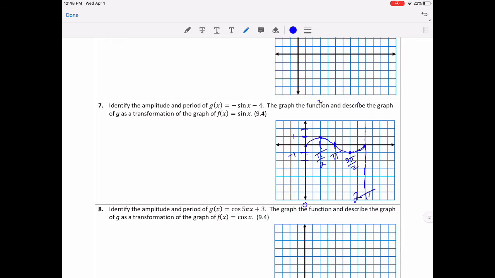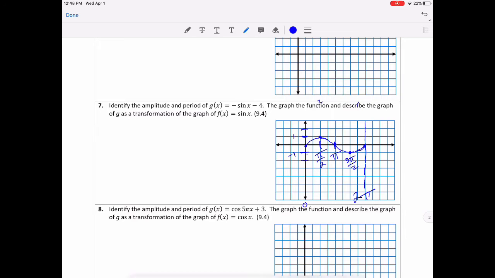Okay, let's look at number 7 here. Identify the amplitude and period of g of x equals negative sine of x minus 4, and describe the graph as a transformation of our parent function.